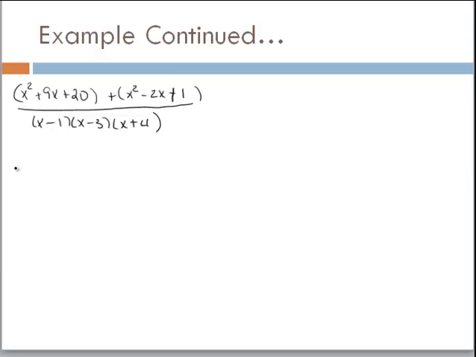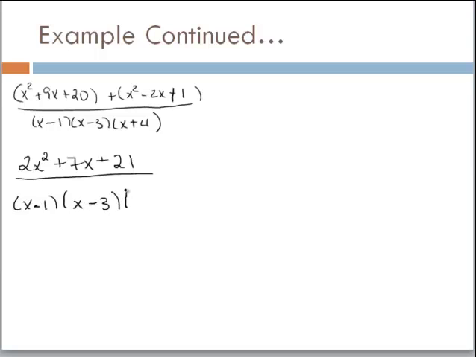Alright, we need to combine like terms in the numerator. So we have 2x squared. 9x minus 2x is 7x. 20 plus 1 is 21. That's all over x minus 1, x minus 3, and x plus 4.